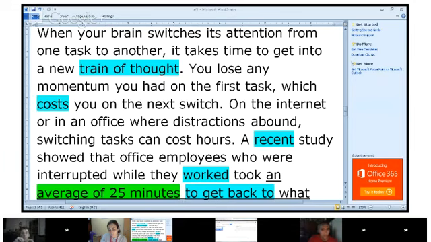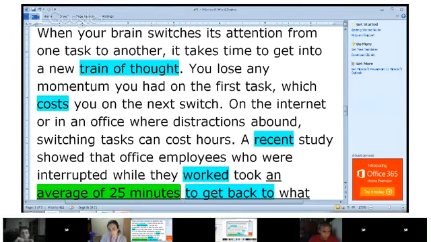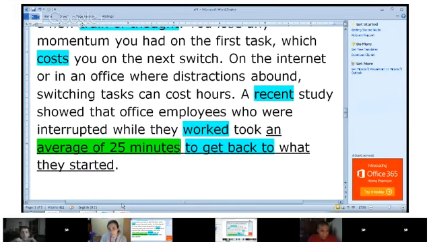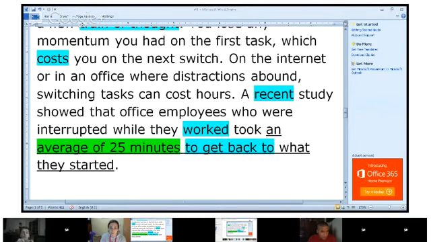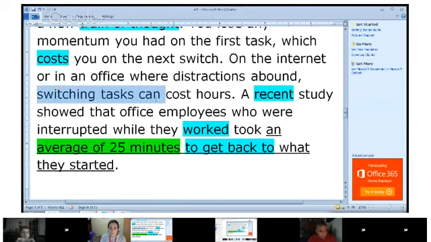Okay, I understand. If I don't stop multitasking, I lose 25 minutes, isn't it? Yes, okay. You can lose 25 minutes. Switching between tasks can cost you even hours. So they're saying that switching tasks back and forth can cost you a lot of time each day. In her opinion, it's very unproductive.